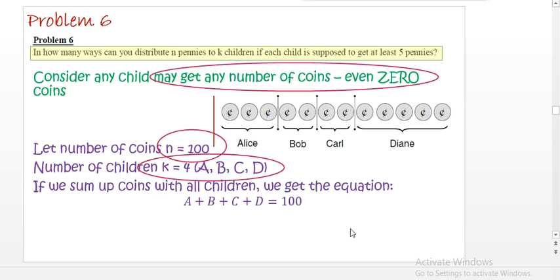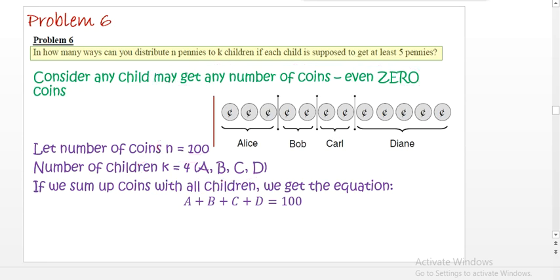We have A, B, C, D, 4 kids. So we have 100 pennies and we want to distribute these to 4 kids, A, B, C, D. All kids have got some number of coins, and if we sum up the coins of all the children, we get this equation: A plus B plus C plus D is equal to 100.